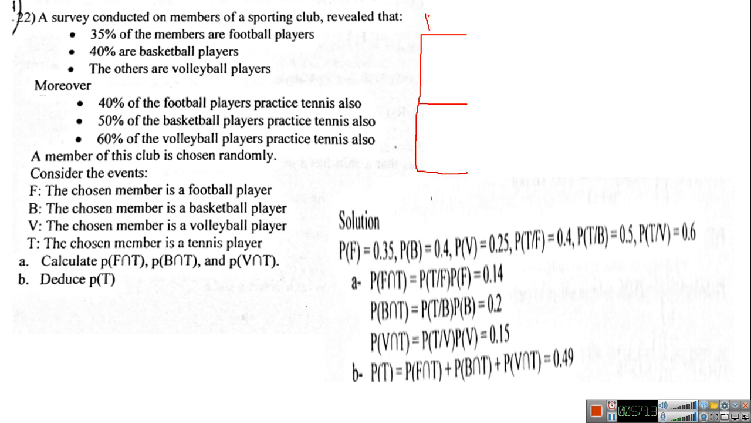So P of football is 0.35. 40% are basketball, P of B is 0.4, and the rest, so this is a total probability, are volleyball players. So 35 plus 40 is 75, so 25% remains.